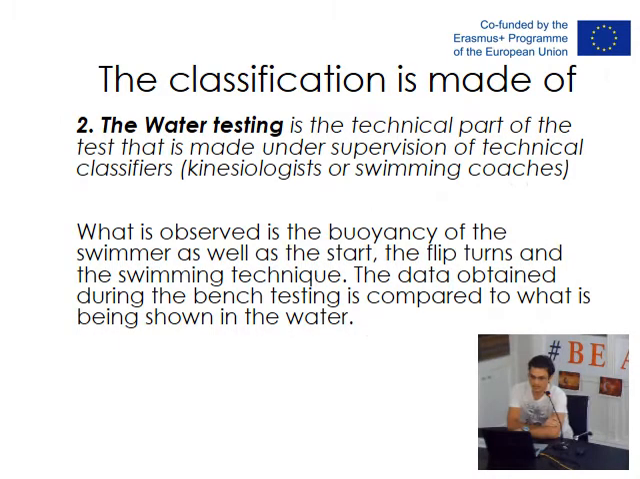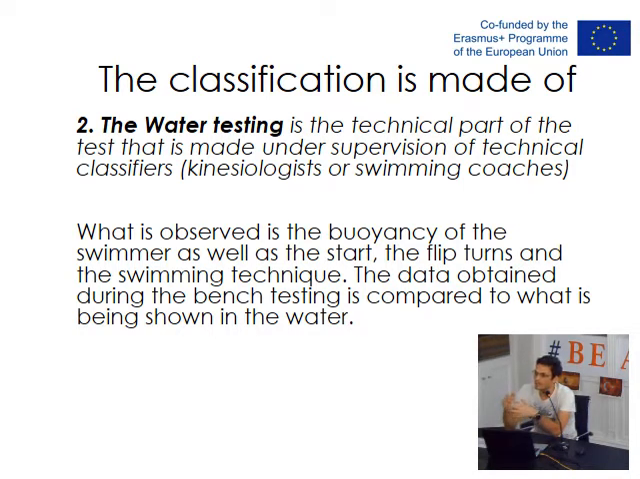After the bench testing, the second step is water testing. Water testing is the technical part of the test that is made under supervision of technical classifiers. These must be kinesiologists or swimming coaches. What is observed is the buoyancy of the swimmer as well as the start, the flip turns and the swimming technique. The data obtained during the bench test is compared to what is being shown in the water.